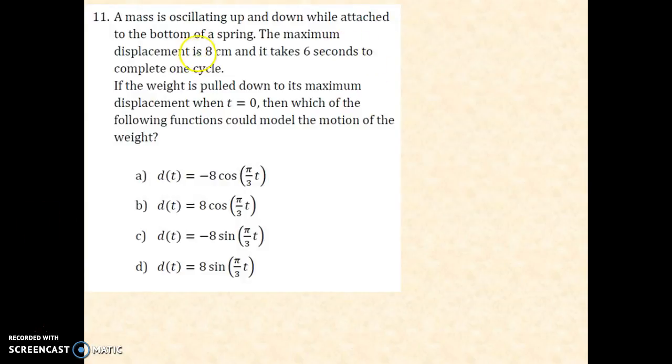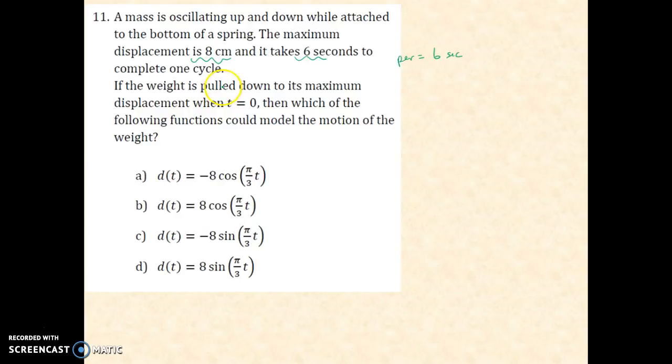Okay, so it looks like we've got the same thing going on here. Maximum displacement is 8 centimeters, and it takes 6 seconds to complete a cycle. So I know that the period is 6 seconds, and the maximum displacement is our amplitude.